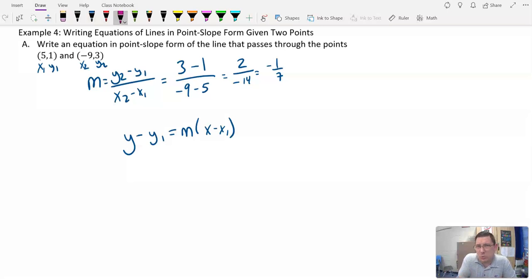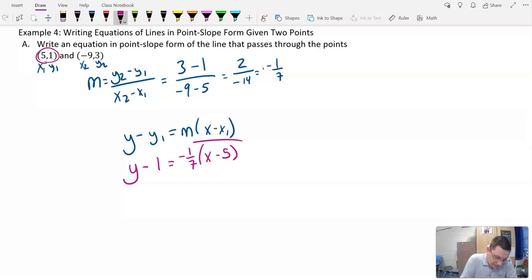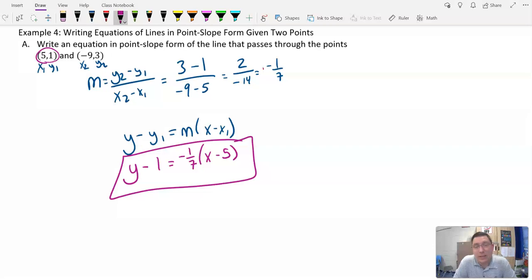It doesn't matter which point I choose unless it tells me to use one or the other. I'm going to choose the one that is already labeled x sub 1, y sub 1, but also is already both positive. And so y minus 1 is equal to our negative 1/7 times x minus 5. This is the final answer in point-slope form. That's it when it comes to those. Find the slope, plug it in, simplify any signs, and you're done.